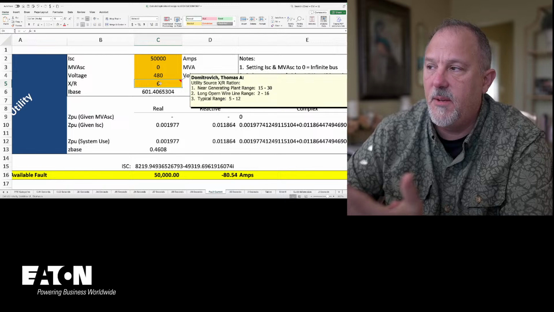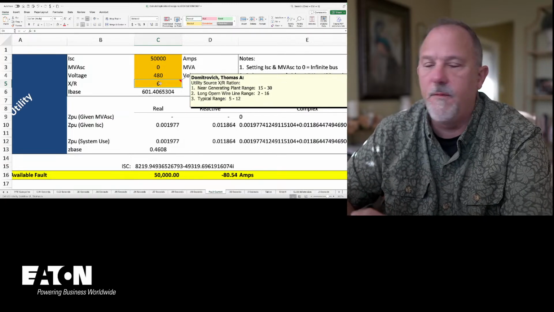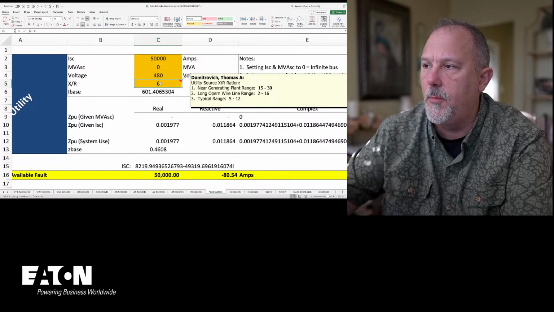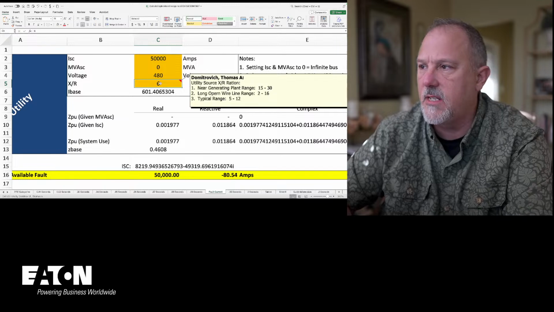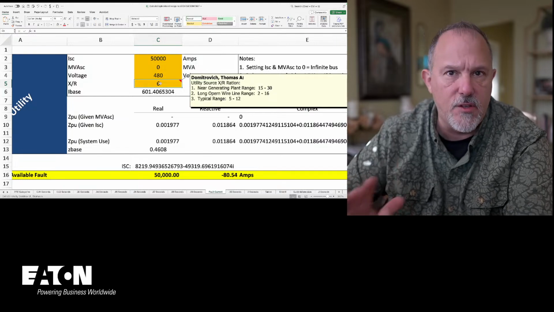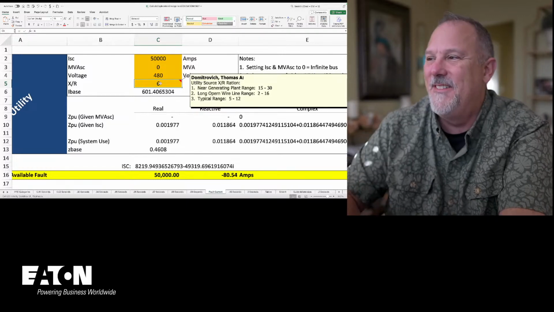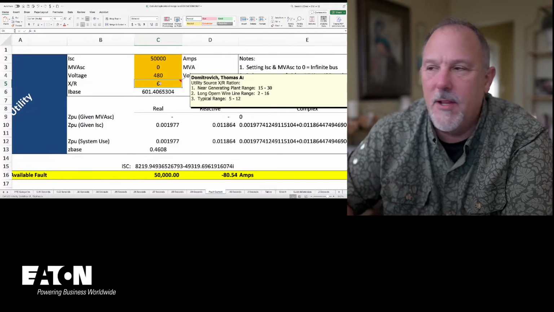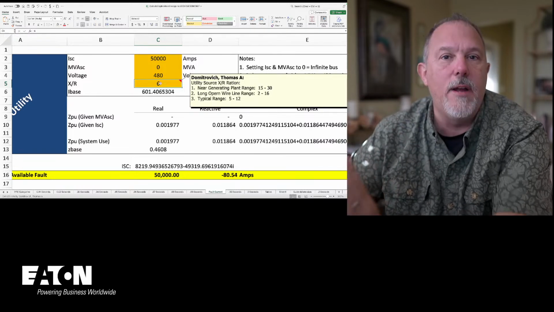And those are your typical X to R ratios. If you're near a generation plant, then you're from 15 to 30. If you're on a long open wire, then you're from 2 to 16, and your typical range is from 5 to 12. I just put it right in the middle of the road. Well, not in the middle of the road. 5 to 12, it would be a little bit higher. But I just put a 6. And we can look and see what changing this does.